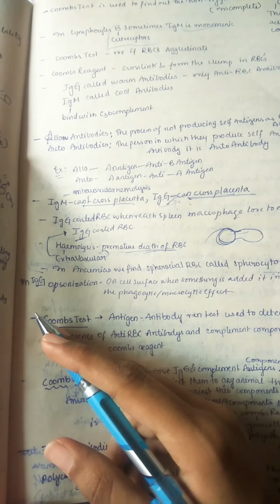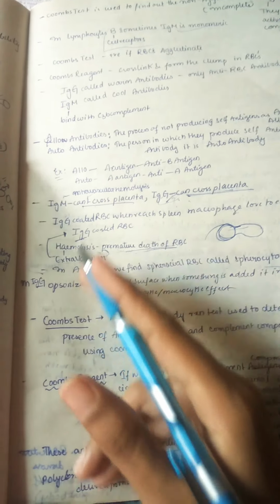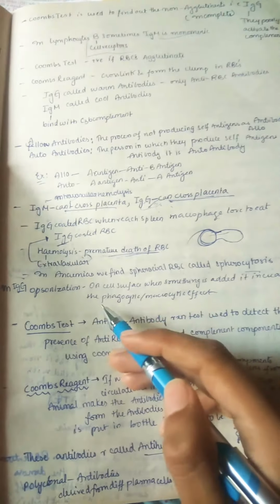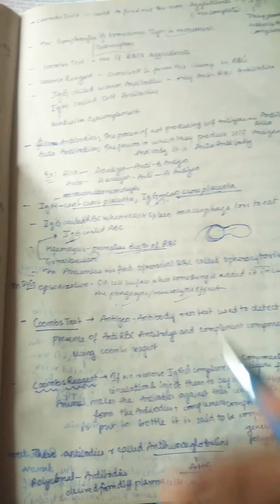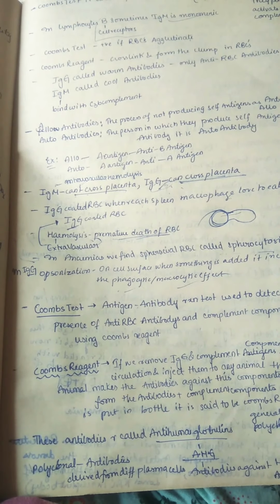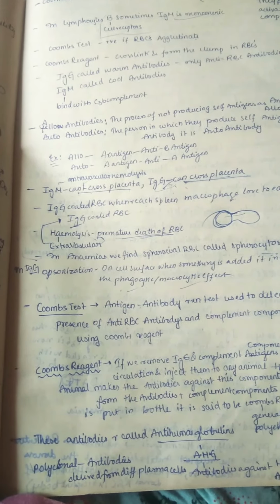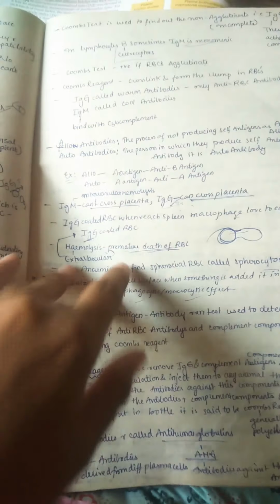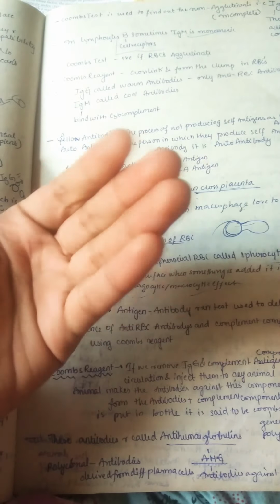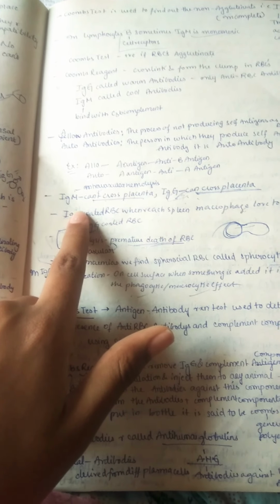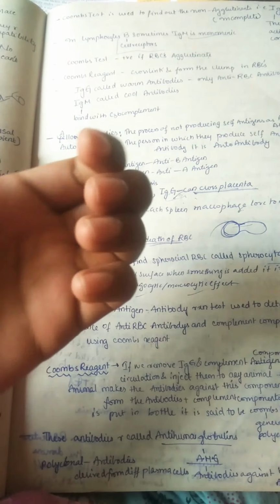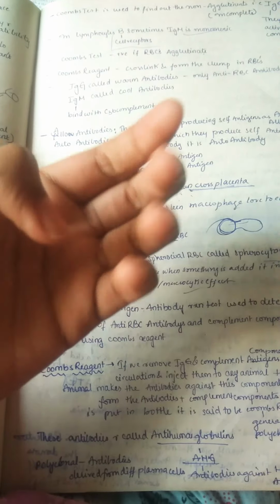Now in IgG, opsonization takes place mainly. When something is added on the cell surface, it increases the phagocytic or macrophage effect. In the case of IgG, there is extravascular hemolysis, meaning outside the blood vessels. But in the case of IgM, agglutination is taking place, and hemolysis is also taking place intravascularly, inside the vessels.